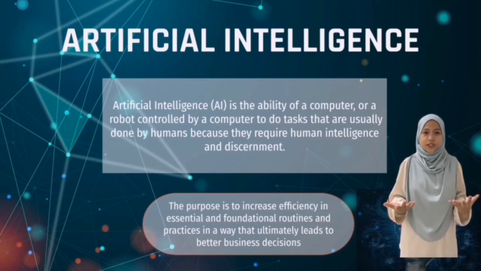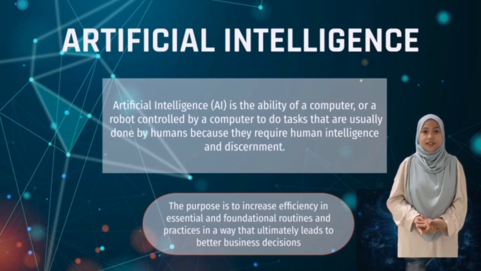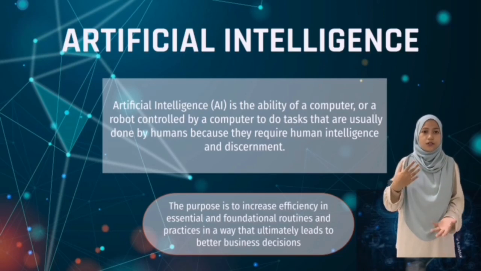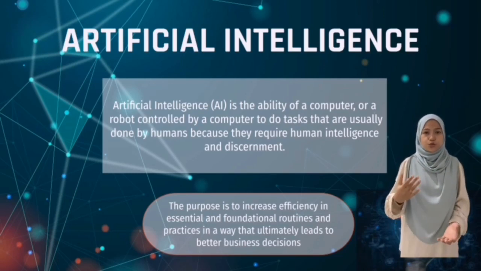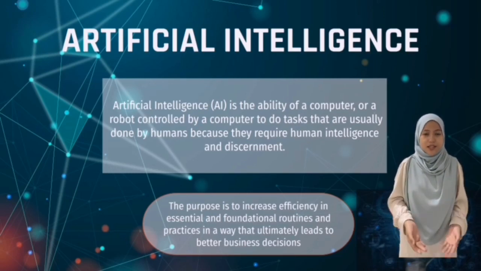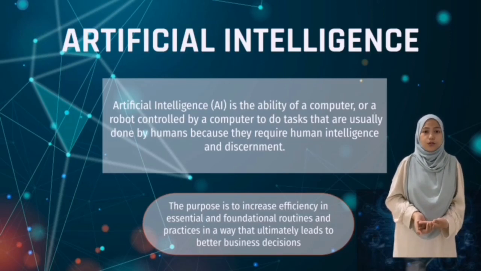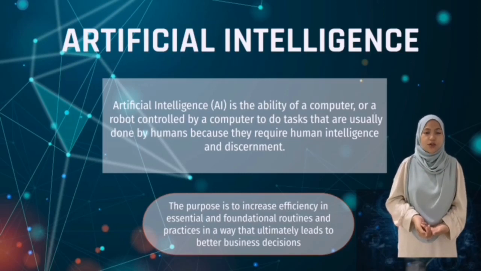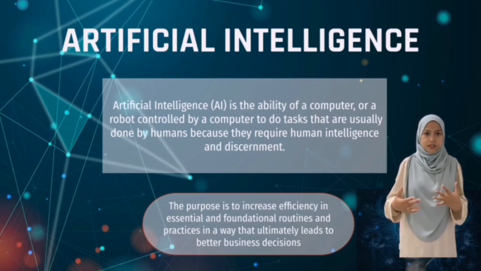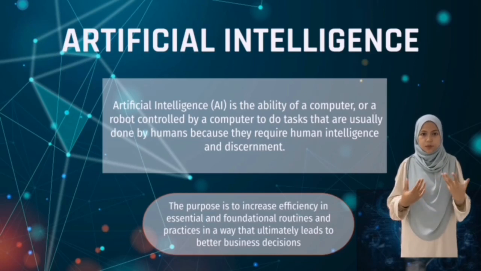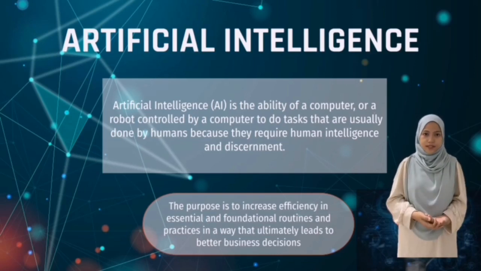So what is artificial intelligence? Artificial intelligence is the ability of a computer or a robot controlled by a computer to do tasks that are usually done by humans because they require human intelligence and discernment. Although there are no AIs that can perform the wide variety of tasks an ordinary human can do, some AI can match humans in specific tasks. Specific applications of AI include expert systems, natural language processing, speech recognition, and machine vision.